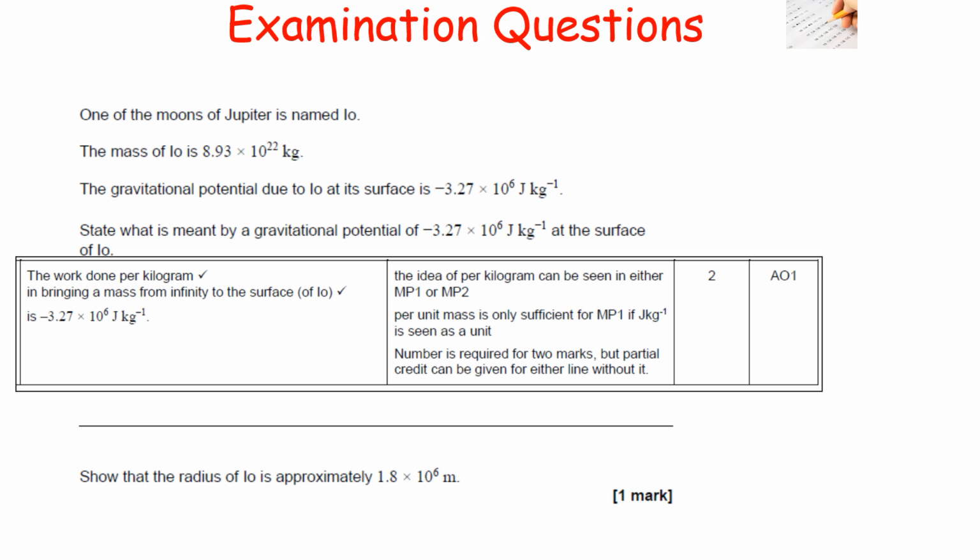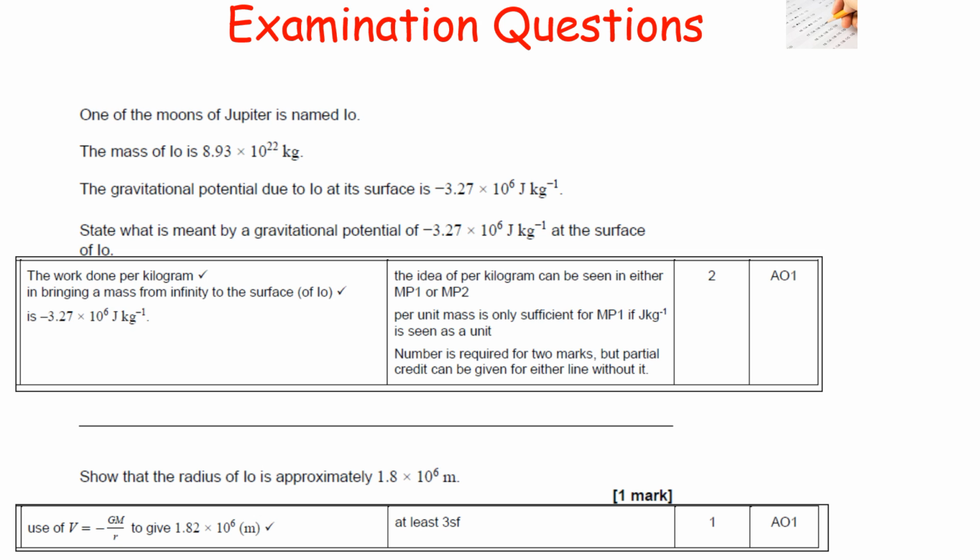Now then, how can you work out the radius of Io? Well, we know that gravitational potential in this equation is V equals minus GM over r. Remember, it's always a minus value because gravitational potential is always negative. We know what gravitational potential is.